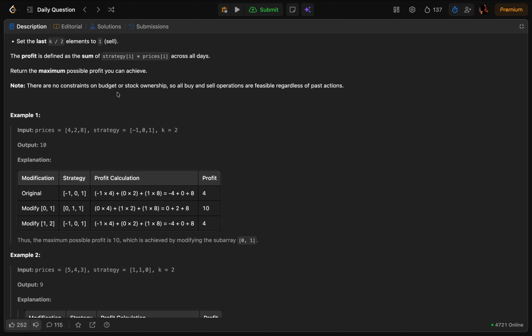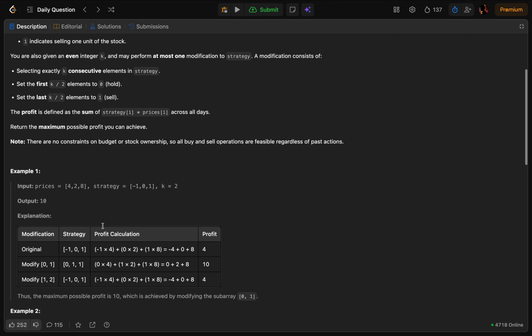And here the profit calculation uses the formula strategy times prices, where, suppose this is strategy -1 times 4 plus 0 times 2 plus 1 times 8. That is how we are adding, and the maximum profit we are getting is with the modification modify 0 1. So that is the answer, which is 10. Thus the maximum possible profit is 10, which is achieved by modifying the subarray 0 1. So we are modifying the subarray 0 1, which means at these indices -1 comma 0. Here we are modifying 1 comma 2, that means this one we are modifying.